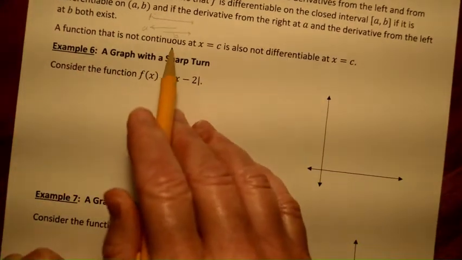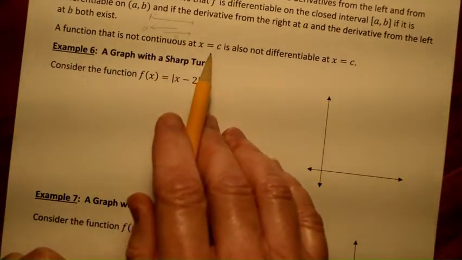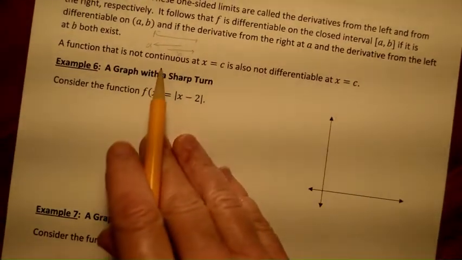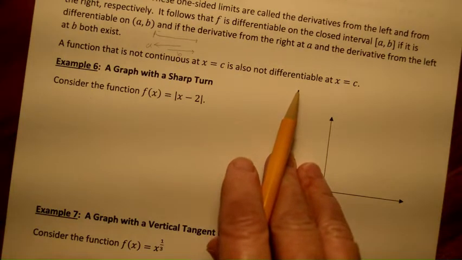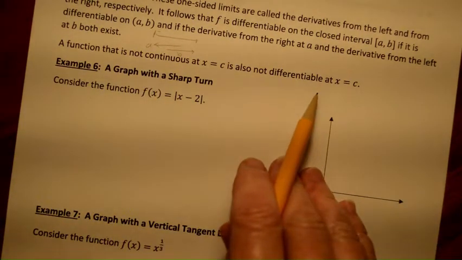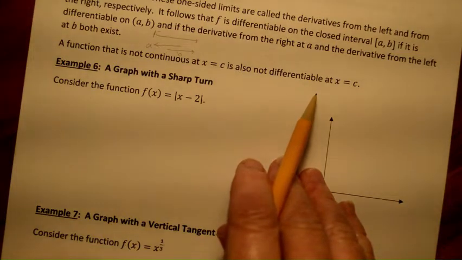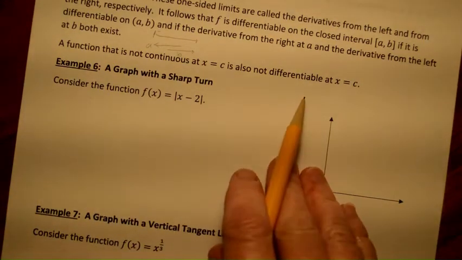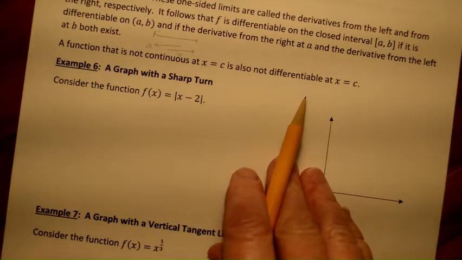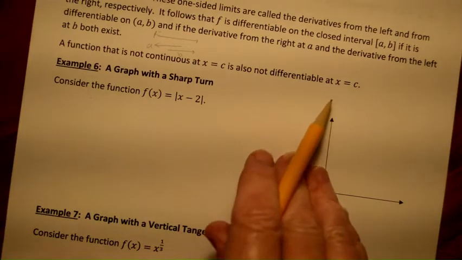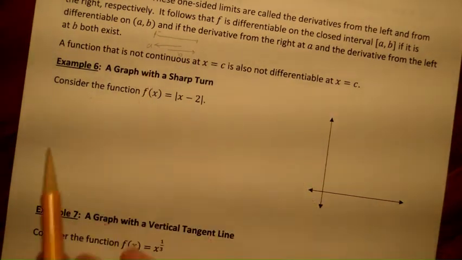A function that is not continuous at c cannot be differentiable. So if we don't have continuity, it's not going to be differentiable. Continuity does not guarantee differentiability, but not being continuous does guarantee that it will not be differentiable. And in fact, on the next page, we're going to talk about the strength of differentiability, about what that implies about continuity.